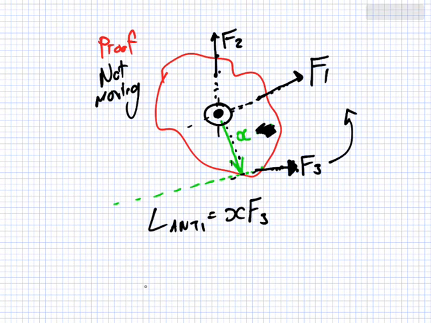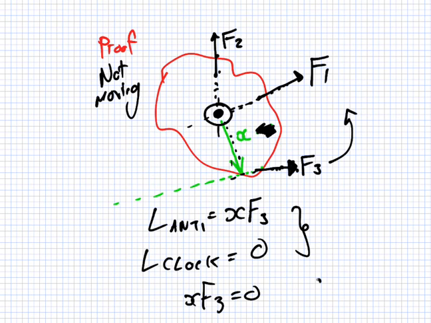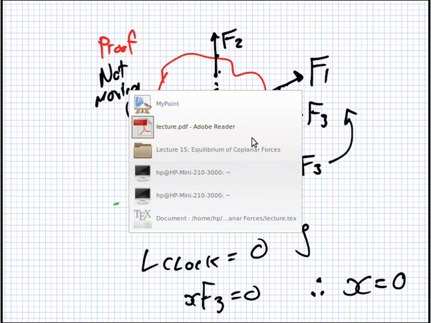Now, how much clockwise turning force is there? 0. Very good, 0. These two must be equal. Therefore, x equals 0. So in fact, I know that this force really should be here, that it too must be going through the turning point because the x is 0. So in other words, I have proved it.